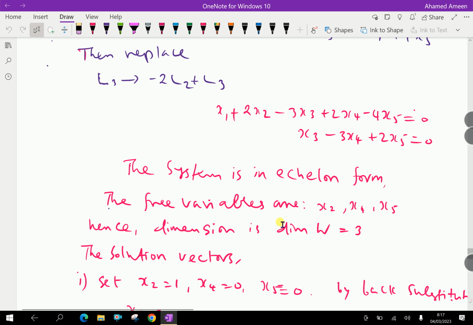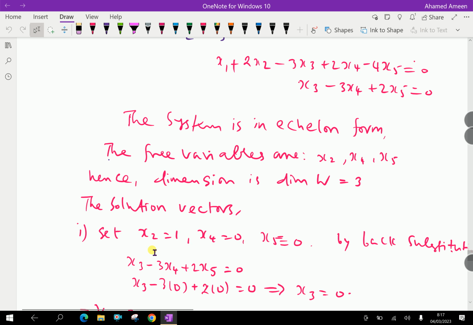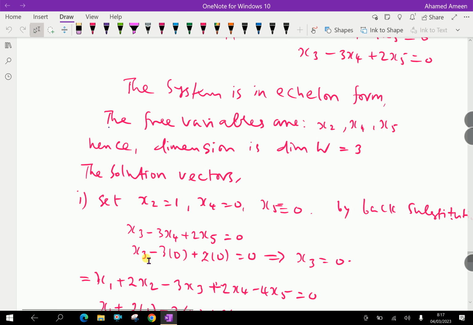The solution vectors we can write by setting the free variables. The basic values are x2 equal to 1, x4 is 0 and x5 is 0. By back substitution, in the equation x3 minus 3x4 plus 2x5, we have to substitute the values. X3 is as it is, 3 into x4 is 0, those are free variables, 2 into x5 is 0, so which gives x3 is 0.